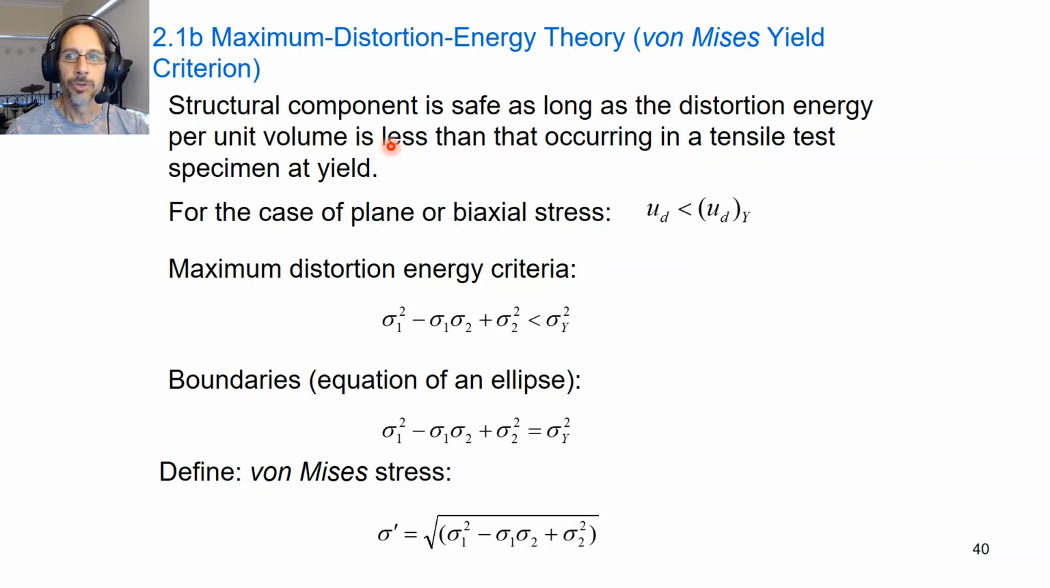And this says that the structural component is safe, or that point of the component is safe, as long as the distortion energy per unit volume is less than that occurring in a tensile test specimen at yield. So this is similar to what we looked at with the maximum shear criteria. So we look at what's happening in a tensile test specimen at yield, how much distortion energy is there, or in other words, how much shear strain is there. Okay, so remember in last week's lecture I said that shear strain is change in shape or distortion.